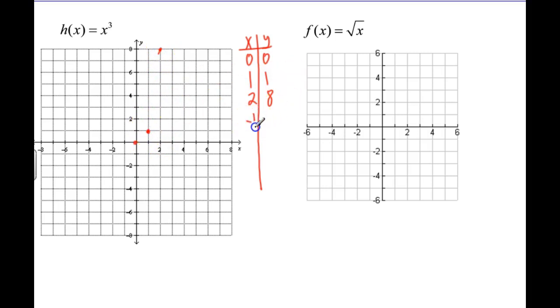Plug in negative 1, it will be different. So negative 1 to the third power is actually negative 1. So that's negative 1, negative 1. Negative 2 to the third power is negative 8. Negative 2, negative 8, and pretty soon you have this nice graph that's appearing. Looks something like this.